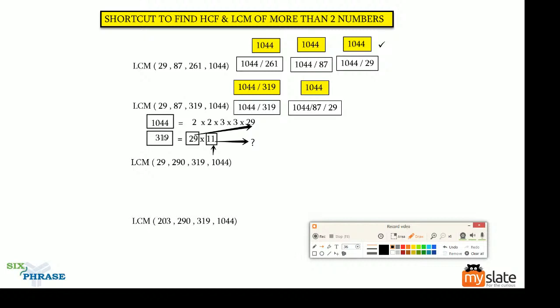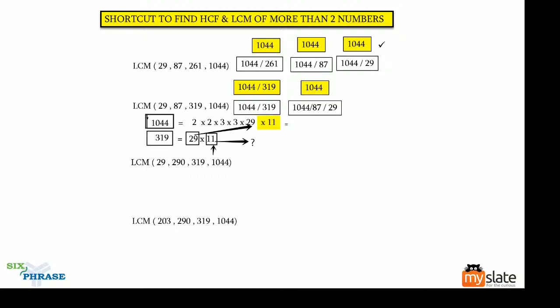So what should you do to make sure that this number is divisible by 319? How do you make 1044 divisible by 319? You multiply by 11. Yes, multiply 1044 by 11. 1044 will turn itself into a number which is divisible by 319. When you multiply it by 11, you will get 11,484. Now this is divisible by 319. This 11,484 is your LCM, because it is divisible by 29, 87 and 319. Yes, guys, this is how you find answers very easily.